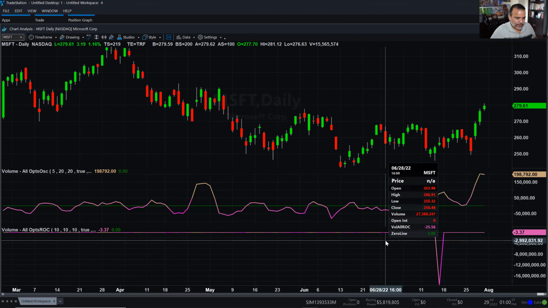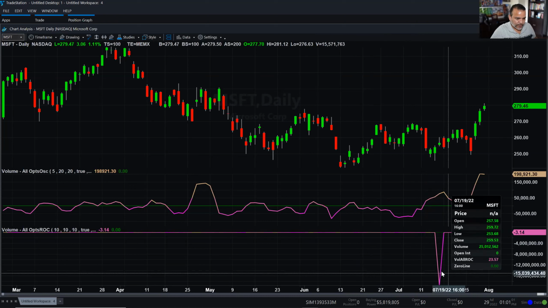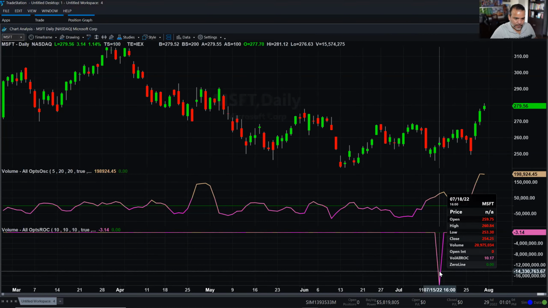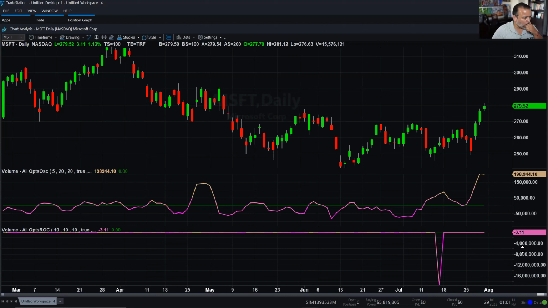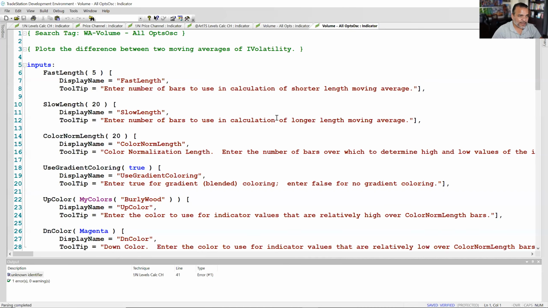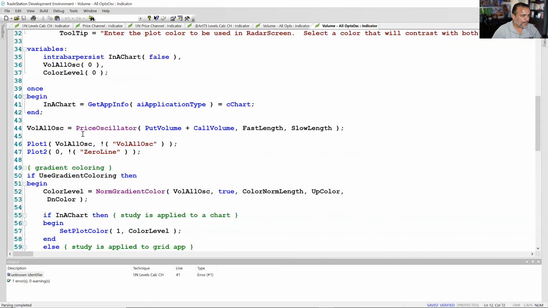Most of the time we see values around 40, 50, but over here we have a drop of 19 million. That's why it's so off. I would have to figure out what happened there. But if you want to know the math behind any of these studies, for example, if you're looking at the all options oscillator, what is the oscillator telling you? Well, if you go to the EasyLanguage of this oscillator, it's using a function called price oscillator. But take a look at what it's doing inside of it. It's adding the put volume plus the call volume. So it's using that information for the calculation.